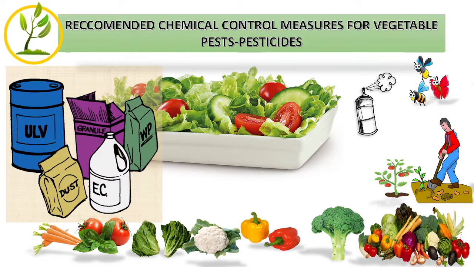Yes, it's another video about summary of agriculture, and today we are going to dedicate our knowledge to vegetables. It's about recommended chemical control measures for vegetable pests. It is all about pesticides. It's chemical pesticides.